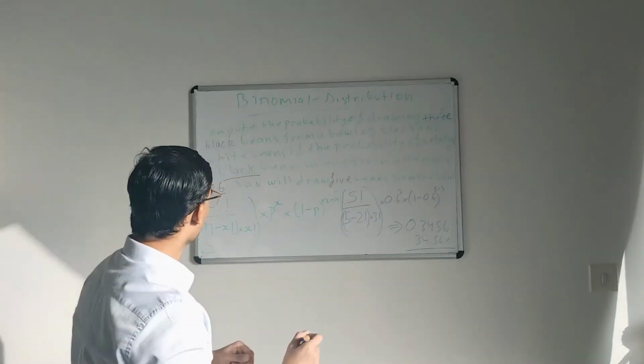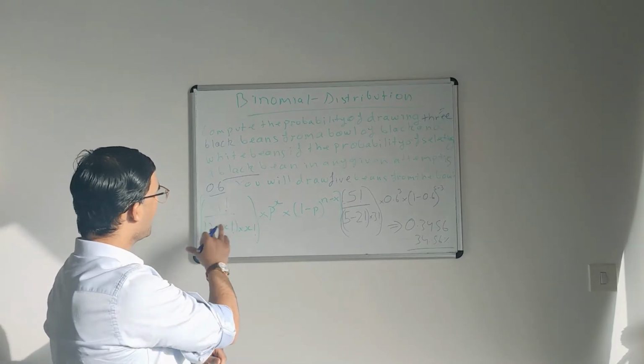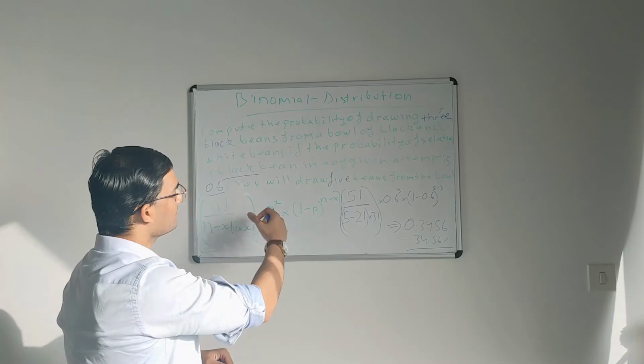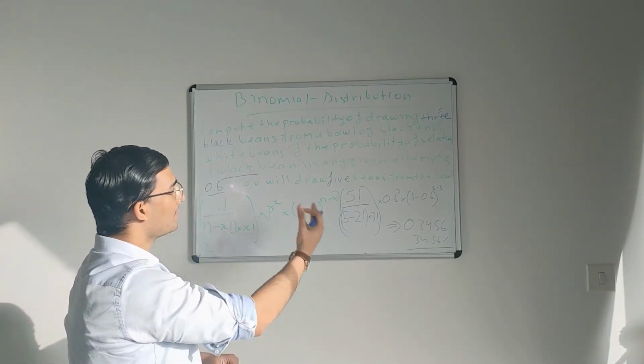So here is the formula: n factorial divided by (n minus x) factorial, times x factorial, times p, the probability, to the power of x, which is your success, times (1 minus p), which is your failure, to the power of n minus x.